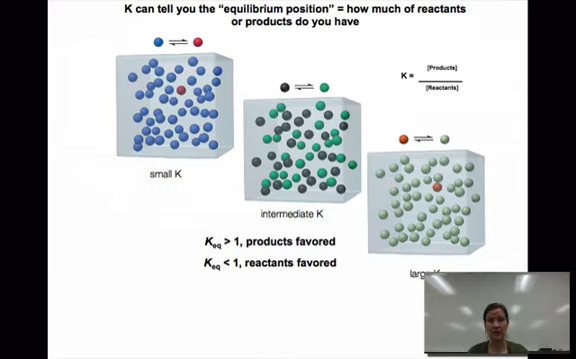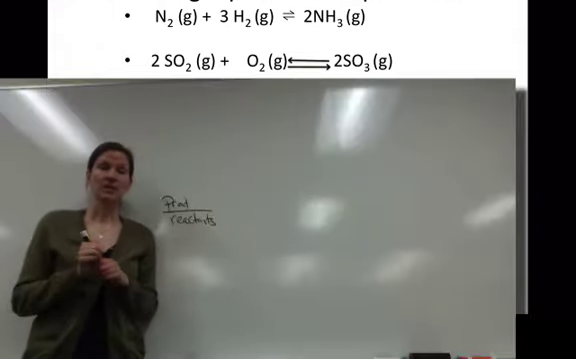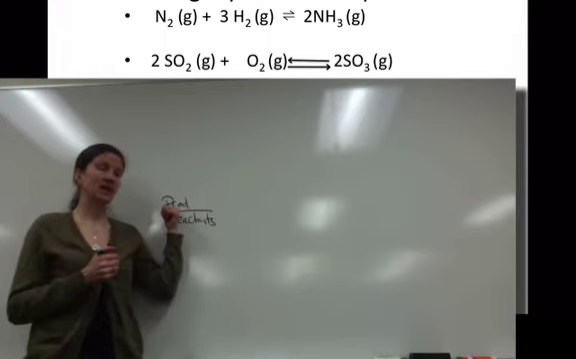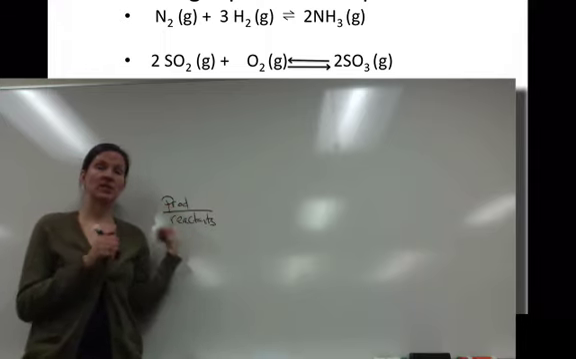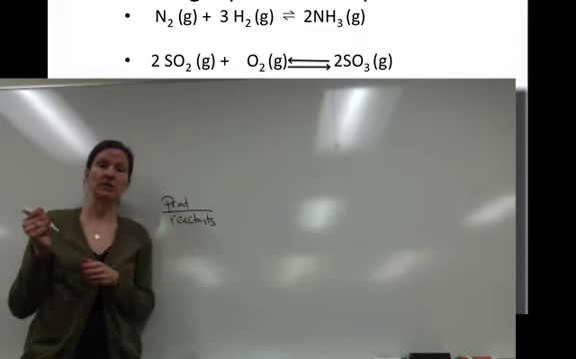You have pretty equal amounts of both reactant and product. So how do you write an equilibrium expression? Well, we're going to write one for both of these equations that are on your screen. The most important thing is just to remember that it's always the concentration of products over the concentration of reactants, and then you raise each to the power of its coefficient.